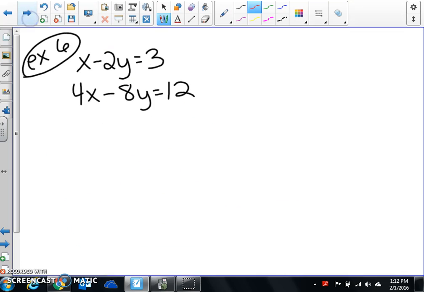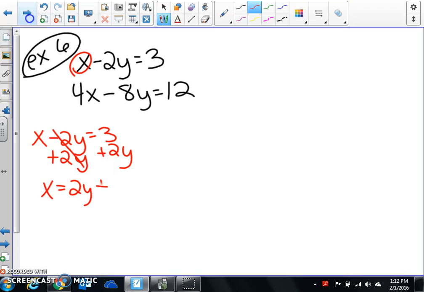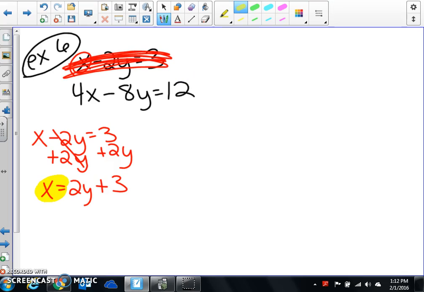And last one. All right, so we look at both of them. Neither one of them has an x equals or a y equals, but this x does not have a coefficient, so I'm going to take it down here. All I have to do is add 2y to both sides, and x equals 2y plus 3. Once again, I'm going to get rid of that equation so I'm not tempted to reuse it.